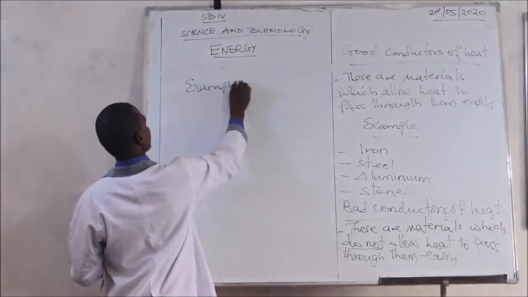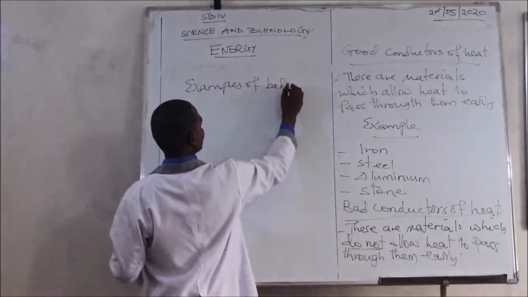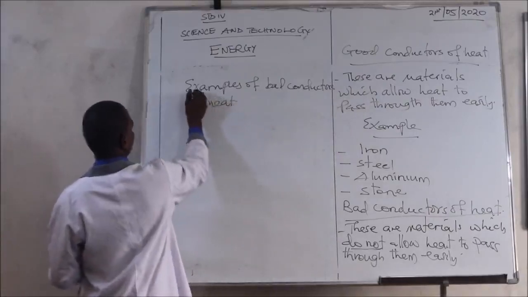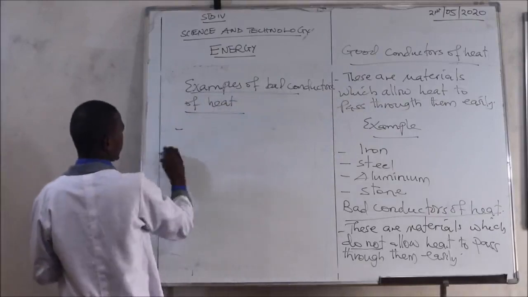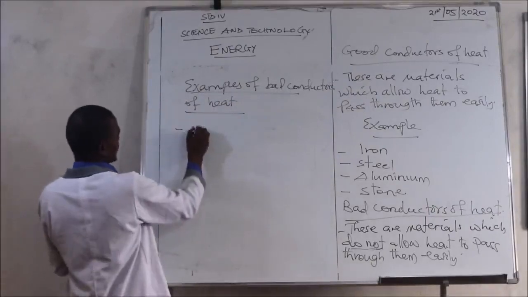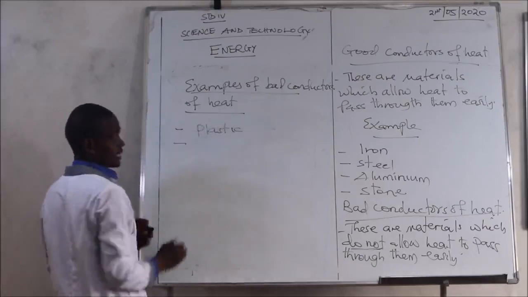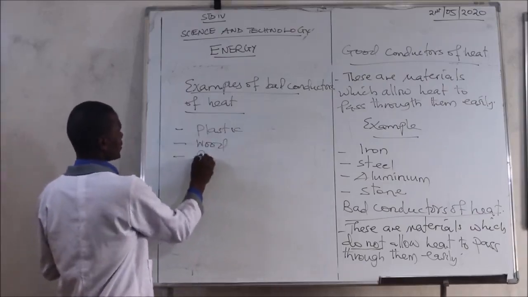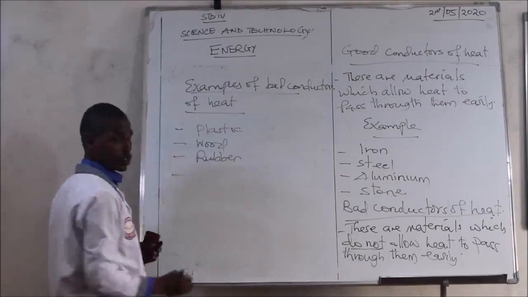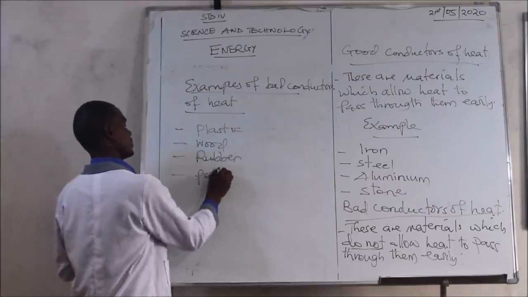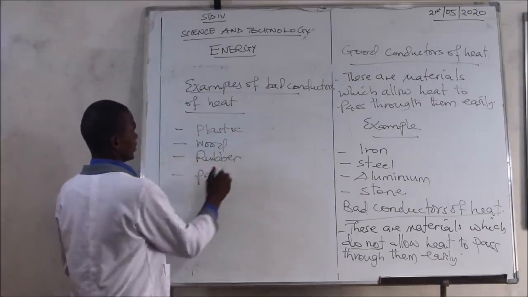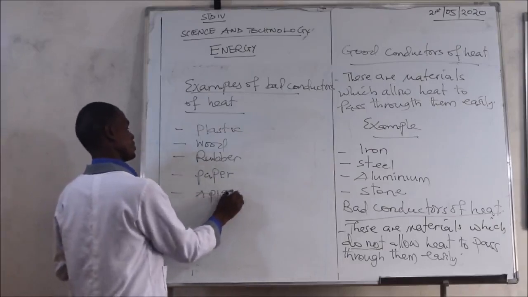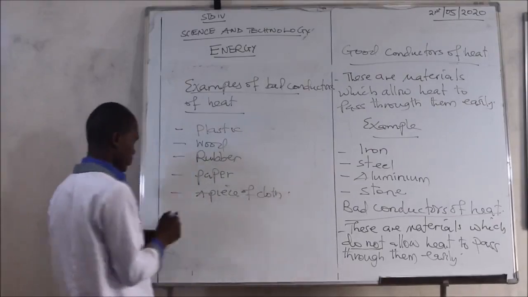Examples. One, we have said plastic. The second one, we have said wood. The third one, we can say rubber. The other one, we can talk of paper. And lastly, you can talk of a piece of cloth.